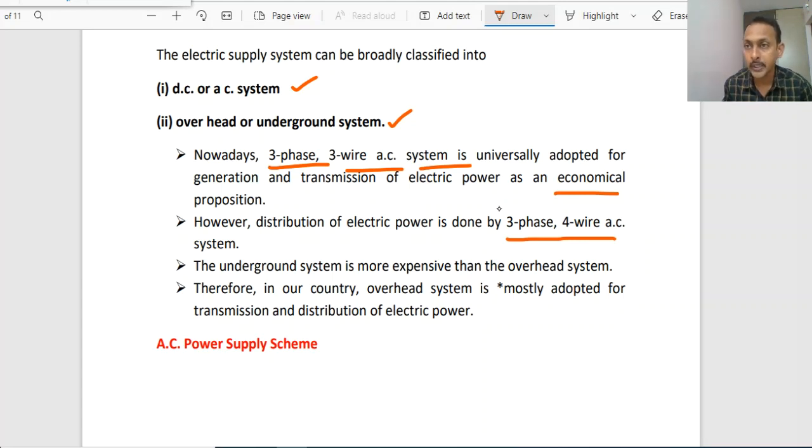Out of these two, the overhead system is most commonly preferred because the underground system is very expensive, and also protection wise, maintenance wise, and with respect to handling the insulation levels and transmission of high ratings of power at higher voltage levels, we will come across some problems with respect to the efficiency and losses also, right? Because of that, we prefer or opt for the overhead transmission system.